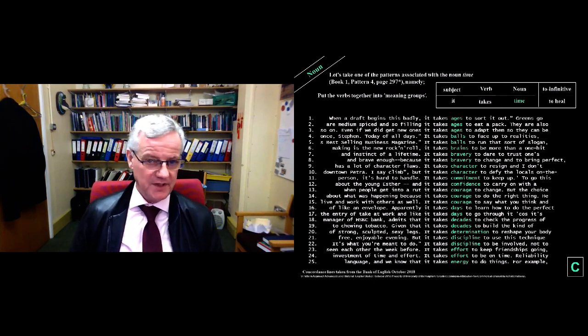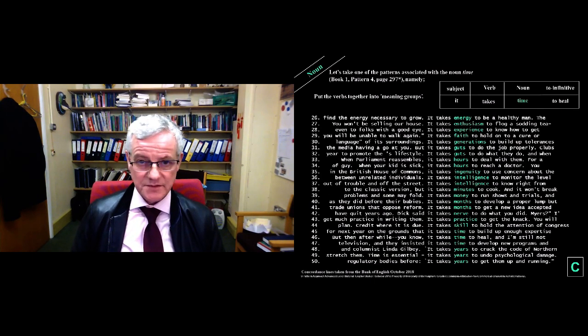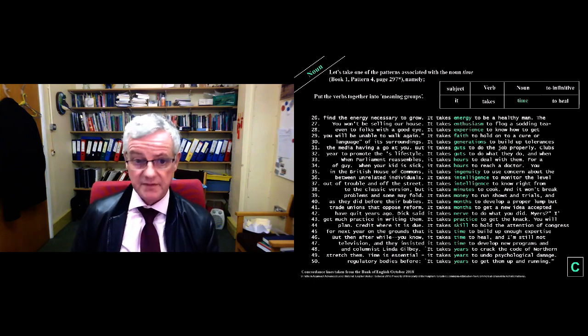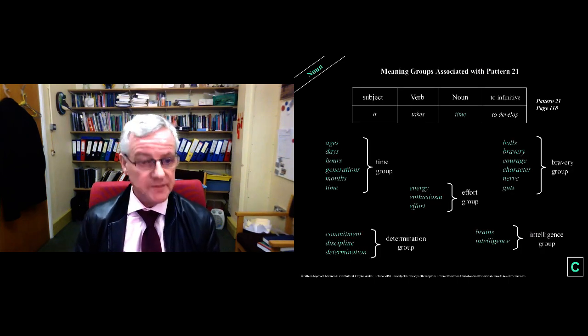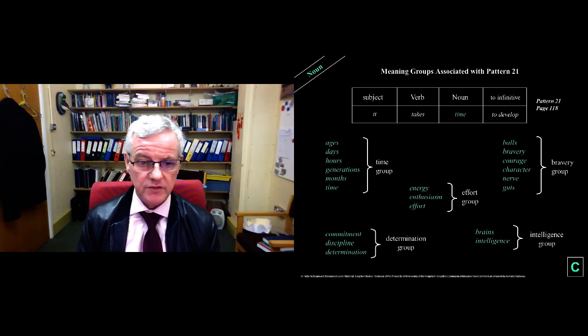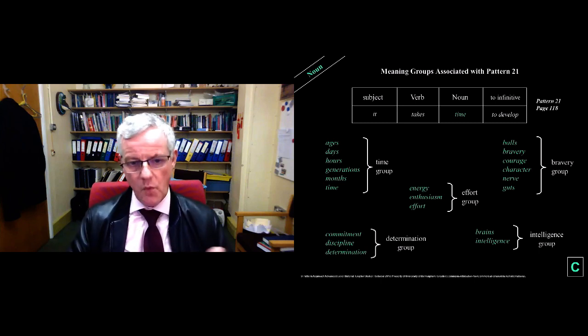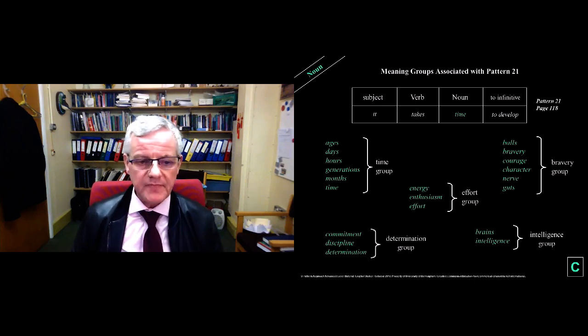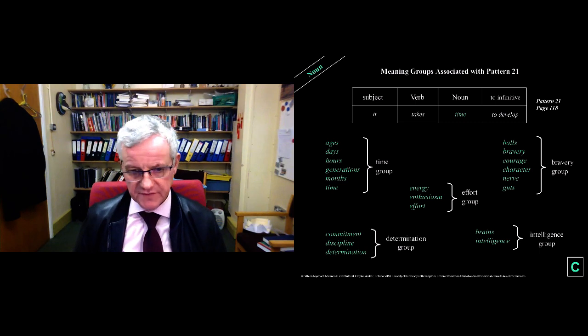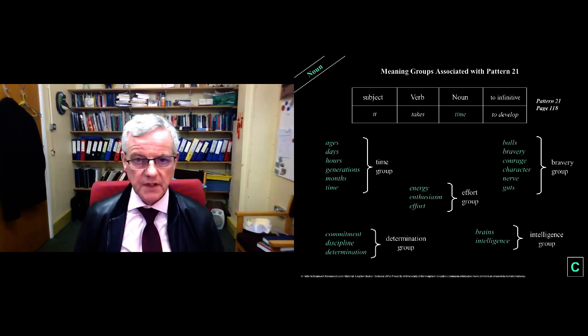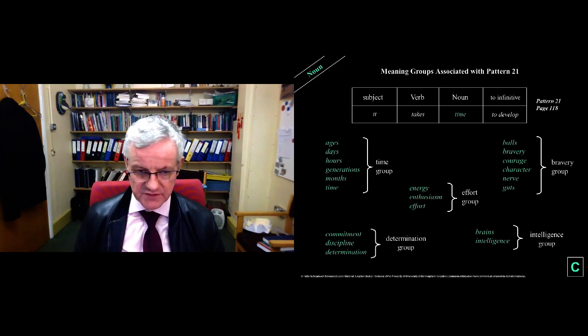And another group, it takes courage to. It takes balls to. It takes bravery to. So these nouns that appear in that slot, it takes to verb, can be grouped semantically. So you get the time group, the bravery group, the effort group, and so on. Again, some discussion as to maybe where they lie, whether there's five or six groups, four groups. That to some extent is discussable, is subjective.